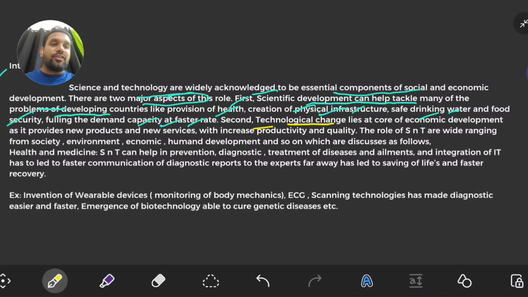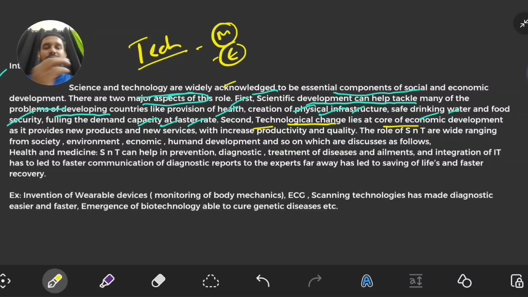The second aspect is that technological change lies at the core of economic development. Obviously, remember this point when the technology changes. Remember another thing: I will tell you the meaning of technology, briefly. Technology is when you use a machine, an equipment, or any tool, with the help of which you are able to do your job better than before. Better than before.